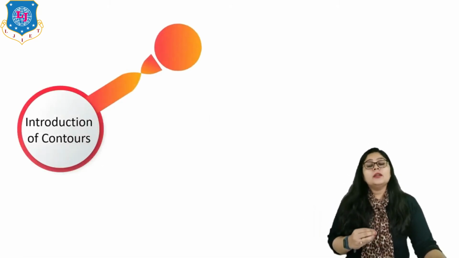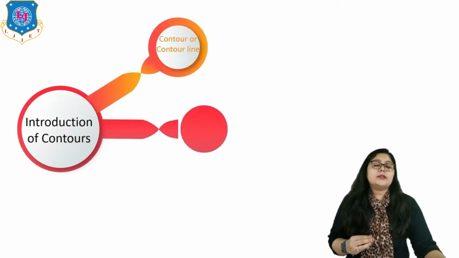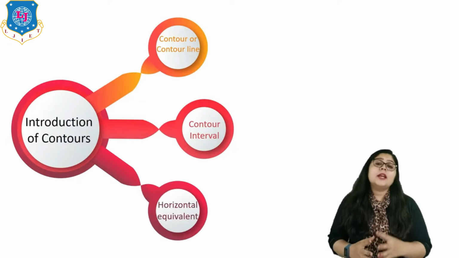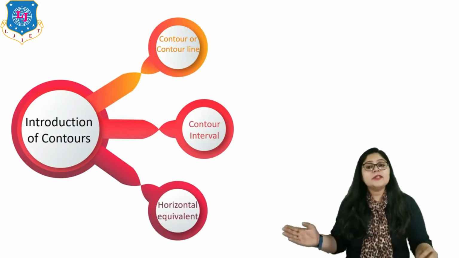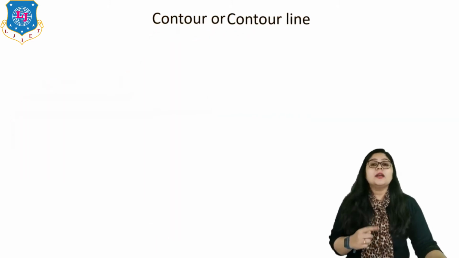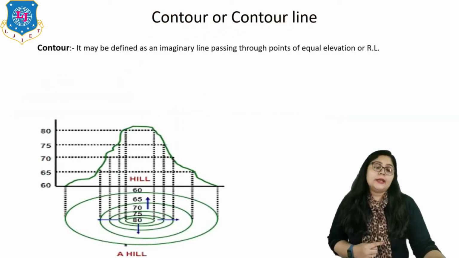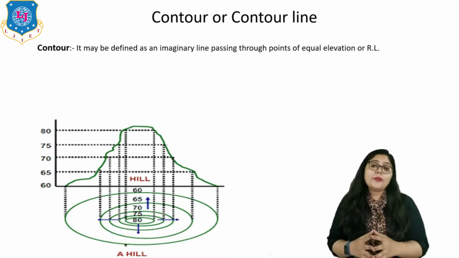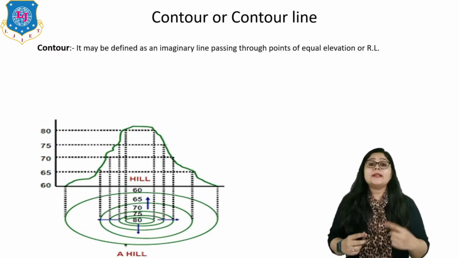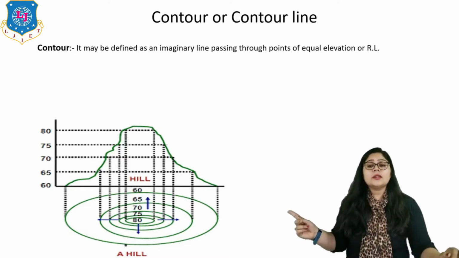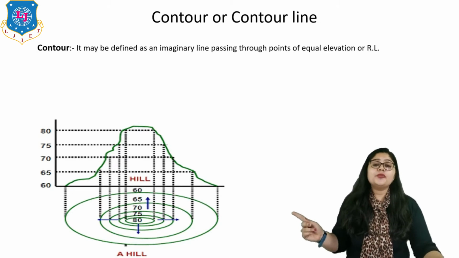Here, the first term that we are going to understand is contour and contour line. Secondly, we will discuss the contour interval. And lastly, we will see the horizontal equivalent, right? So let's first understand the term contour and contour line. Here on screen, you can see a contour may be defined as an imaginary line passing through points of equal elevation or RL. Here on screen you can see one example of a hill.